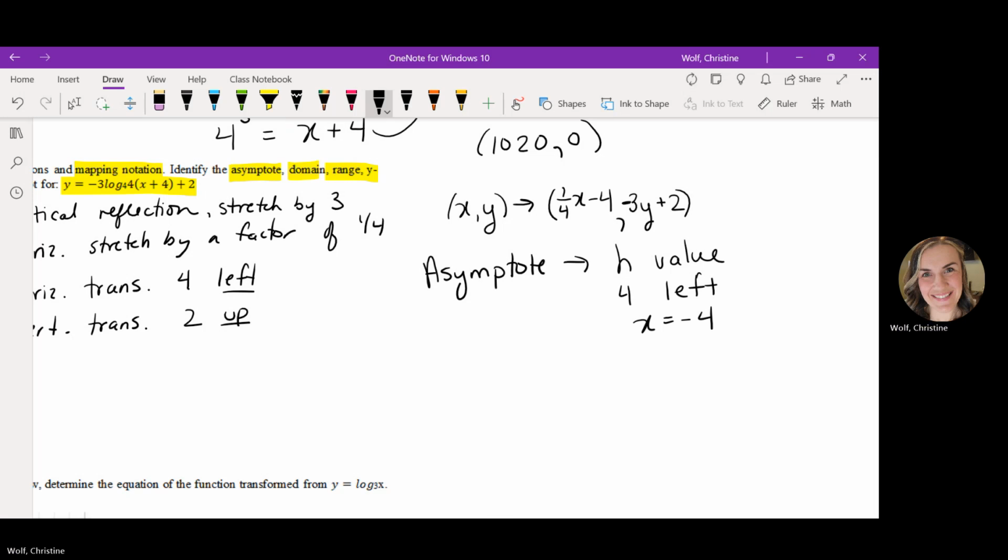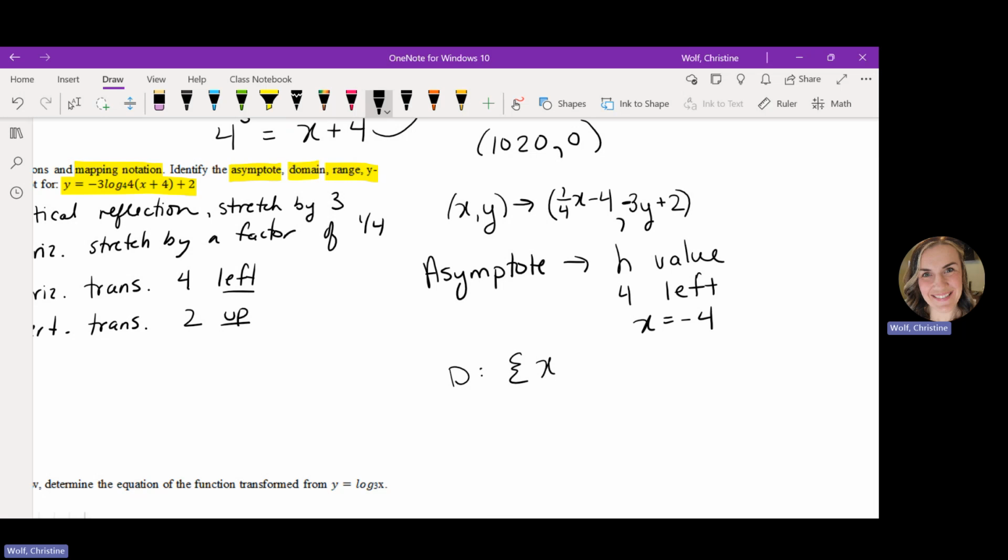Good? Alrighty. Then I asked for domain. Your domain is dictated again by your asymptote. Your asymptote is like your wall. So all of my x values are greater than -4. You have to be careful. If there would have been a horizontal reflection, right? If there would have been a horizontal reflection, whatever was right would have come left. So your domain would have been less than -4 because we would have been on the left.